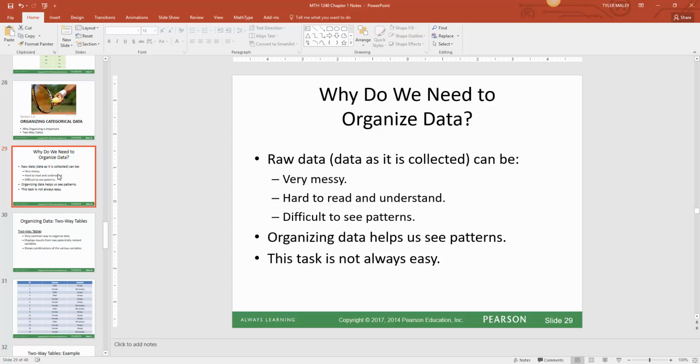A couple of slides will talk about two-way tables. Some people refer to two-way tables as raw data, but that's not raw data. Raw data is how you collect it. So it's like your Excel spreadsheet of all your data. That can be very messy, hard to read and understand, and also hard to see the patterns. You might have 2,000, 3,000 different respondents. It's a lot of data, maybe 10, 12 variables. It's hard to see the patterns. So organizing the data can help us see the patterns, but organizing is not always so easy.